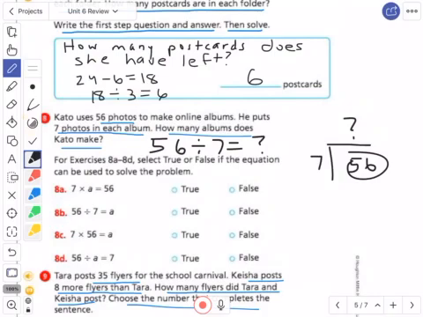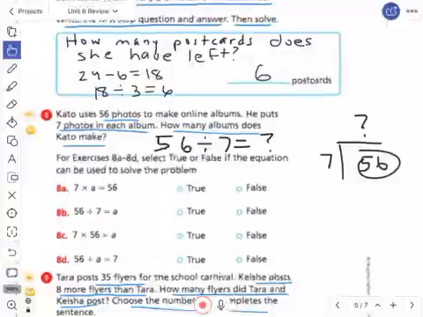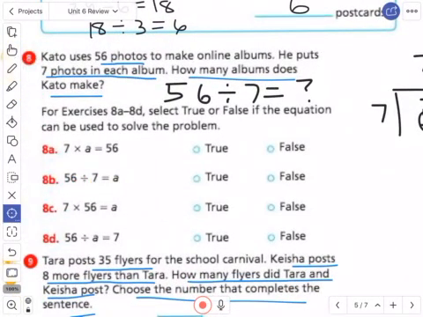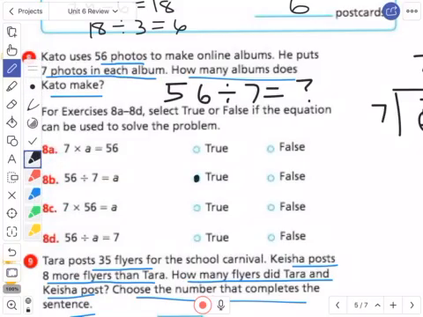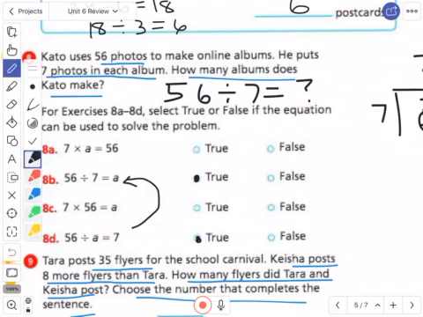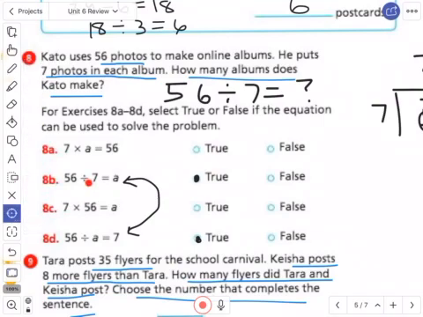I don't want to say the answer, but when I look down here, right away I see that this one is true. 56 divided by 7 equals A. That works for mine. I also could do this one, 56 divided by A equals 7, because it's one of the fact families. These two, B and D, are basically the same, just the 7 and the A are switched. 56 divided by 7 equals A, and 56 divided by A equals 7. Those two go together for sure.